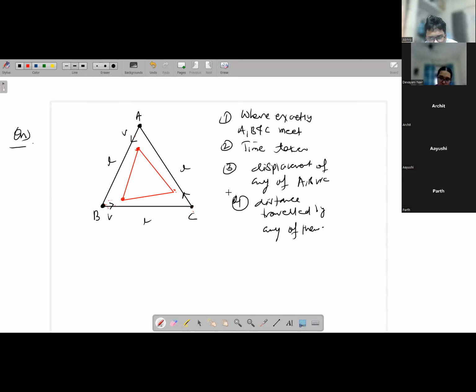All of them have the same speed? So A will go to B's position. No, not A will come here. A will come over here, B will come over here, and C will come over here. All are traveling for the same amount of time, so with the same speed.